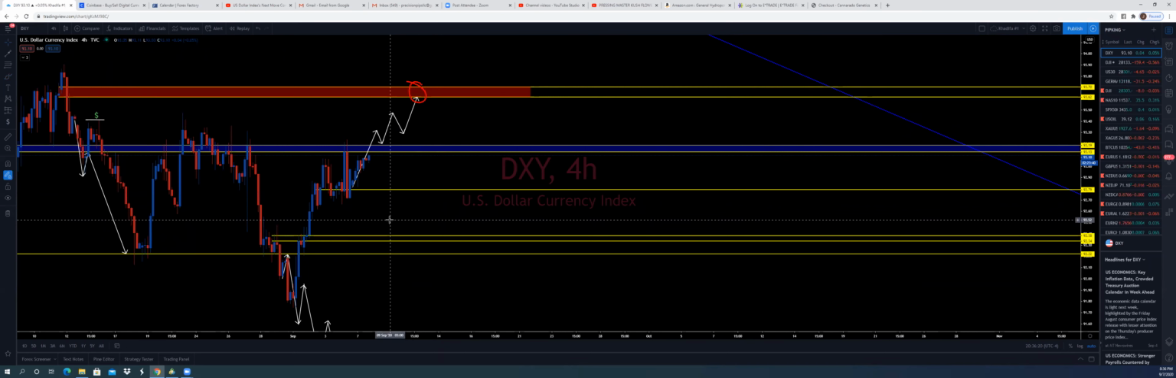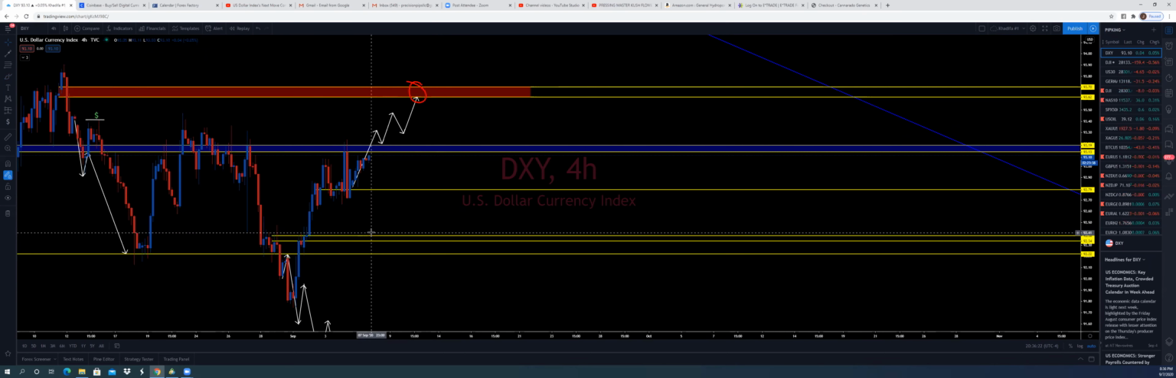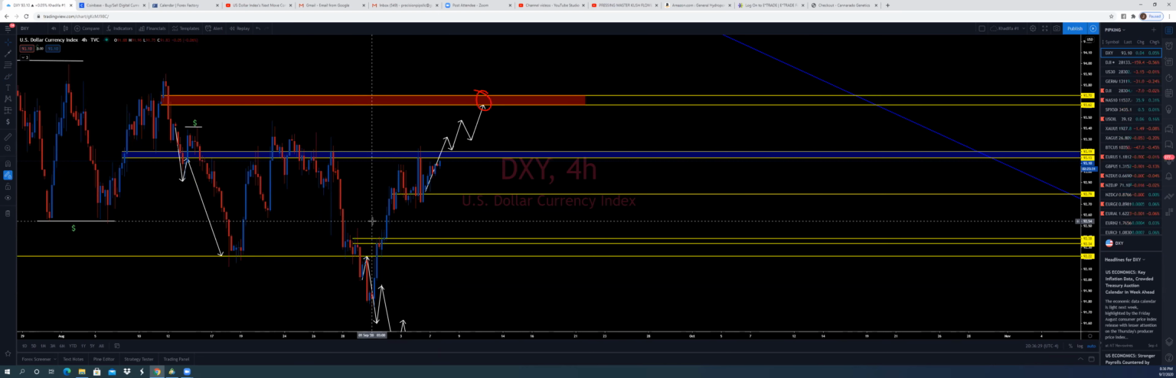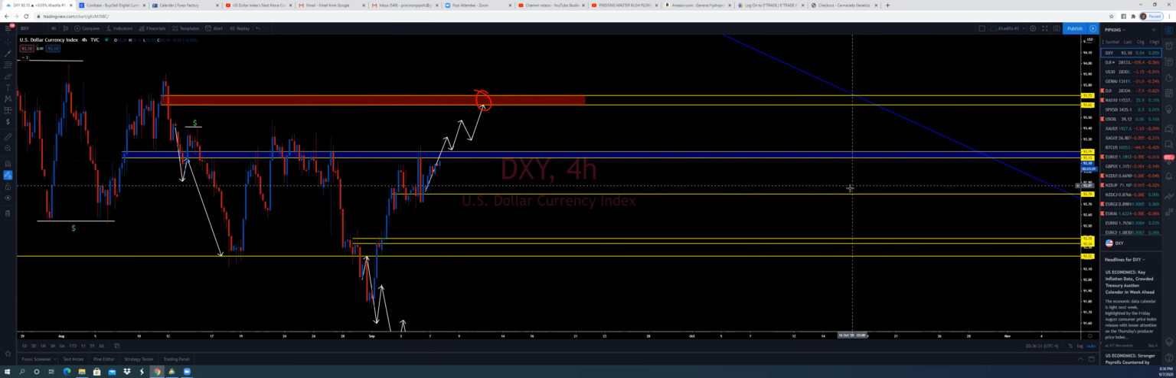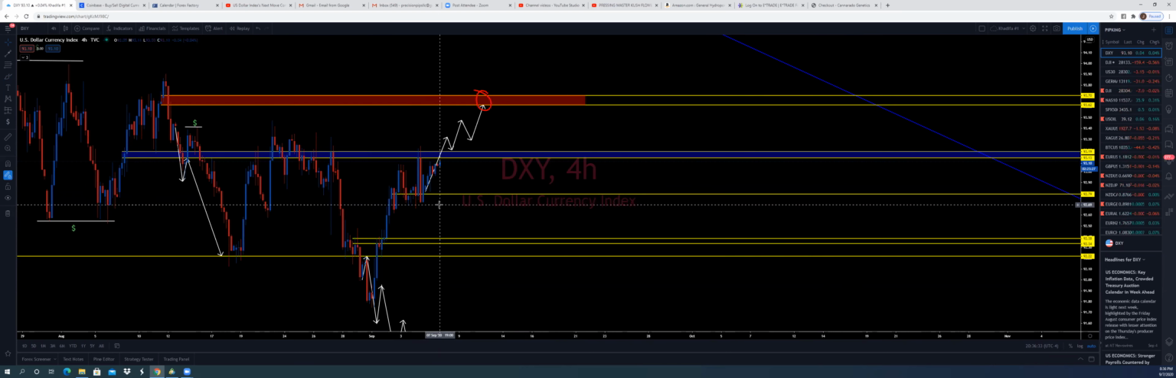Didn't see too much of a movement out of the dollar today because, like Kwame said, today is a U.S. holiday, so U.S. banks are closed. So that's why you don't see too much movement out of the dollar.